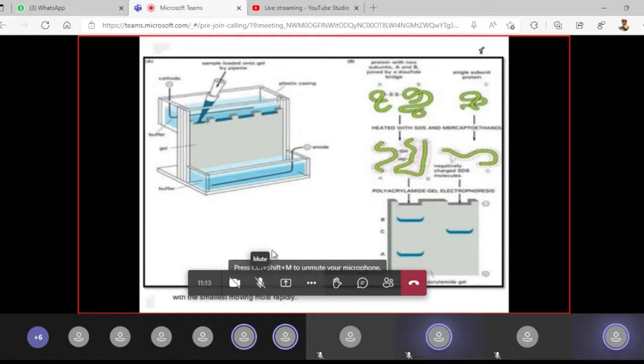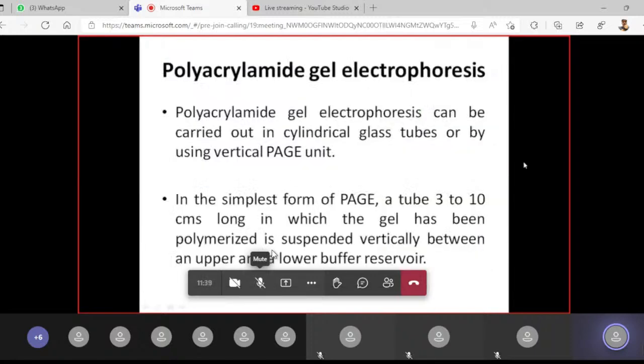So size determines its movement. It's not only the size, the charge also determines the movement in case of native page. But in SDS page, only size or molecular weight matters because SDS is binding to all the proteins uniformly. Charge does not vary. So this is the simple concept which you should know for polyacrylamide gels, which is SDS page and native page.